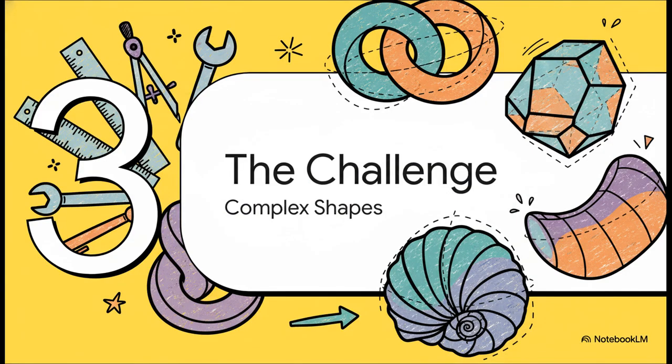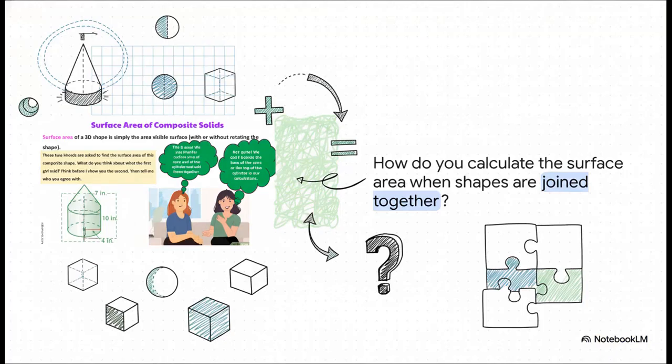Okay, basics are down, we've got our tools. Now, let's get to the really fun part, taking what we know and applying it to some trickier, more complex shapes, the kind you actually see out in the real world. So check this out. It's a super common problem. We've got a composite shape here, a cone sitting on top of a cylinder. The friend on the left has an idea. Just find the total surface area of the cone, the total surface area of the cylinder, and add them together. Simple. But our friend looks a little skeptical. What do you think? Is she right?